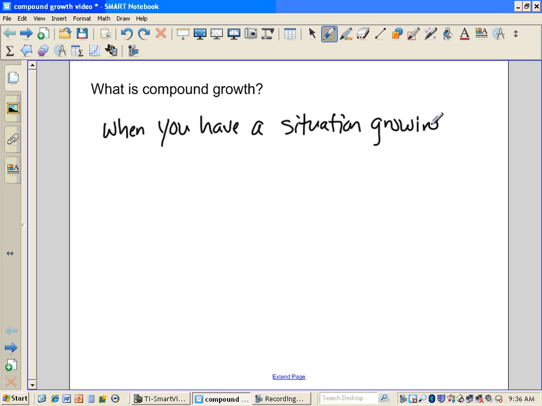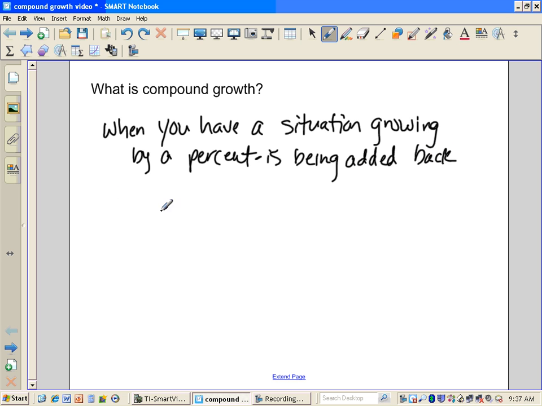So growing by a percent. Okay, so a percent that is getting added back in to the original amount. So that percent is being added back into the original amount.